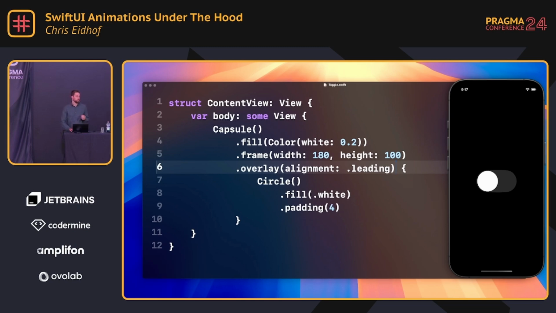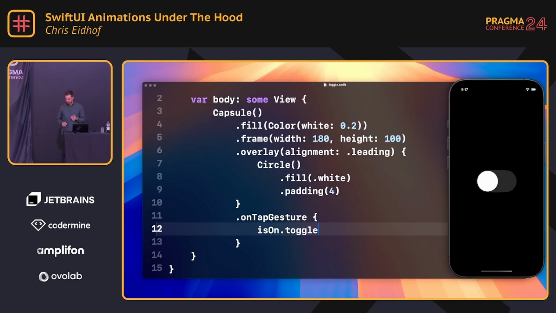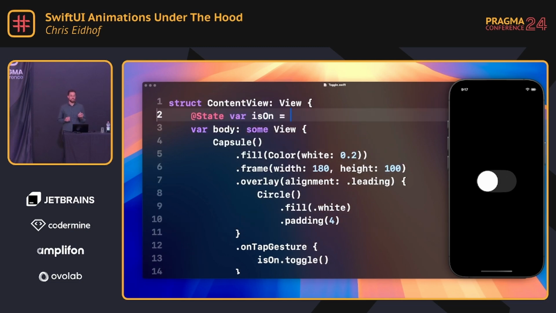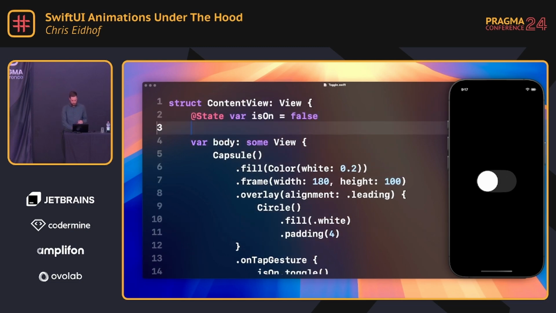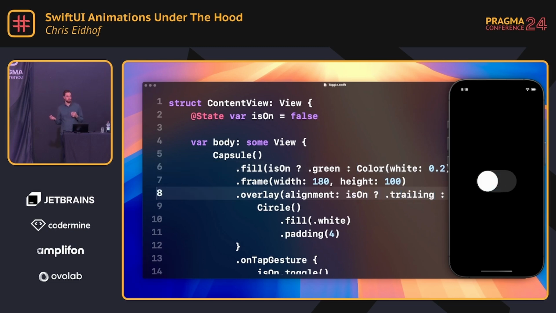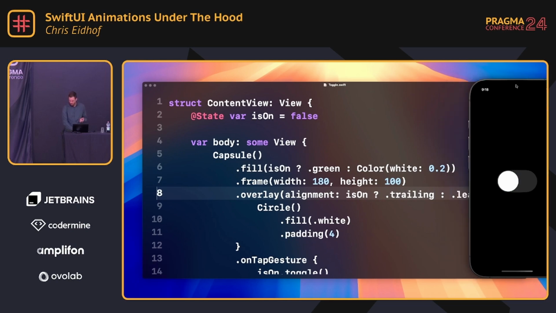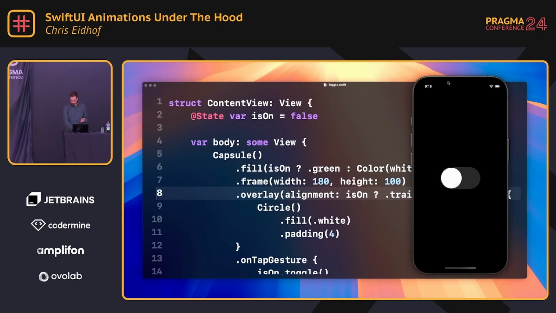The next thing is that we want to add a tap gesture to make it interactive. Normally we would pass in maybe an isOn binding, but we're going to add a state property. We can now try to tap it. Of course, nothing happens because we're not using that isOn property. So let's make use of it. We can change the fill color of our capsule depending on whether we're on or not. That works. We can switch between trailing alignment and leading alignment depending on the state. And now we basically are done with our toggle.